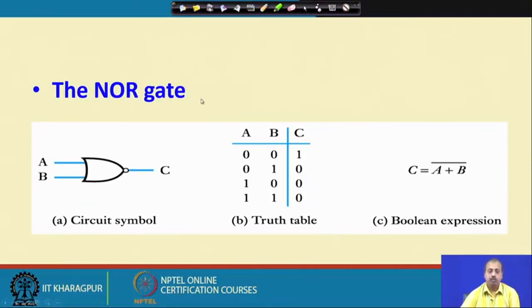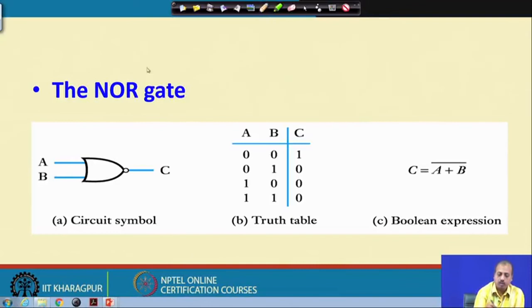Next we will look into the NOR gate. Just like the NAND gate was equal to AND plus NOT, similarly, if you do OR plus NOT, what you get is a NOR gate. So NOR is equal to OR plus inverter, and the symbol is also like that. We have the OR, and then there is an inverting bubble. So, OR plus inverting bubble is the circuit symbol for NOR.